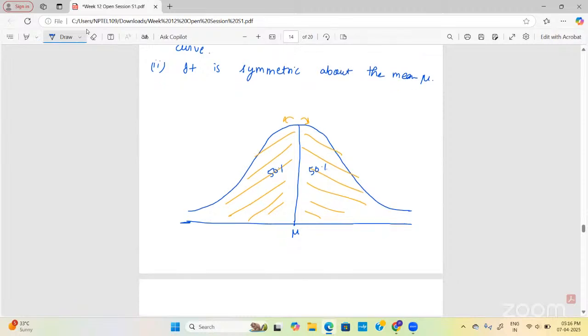And one thing: these two lines never touch the x-axis. These are asymptotically parallel to the x-axis. If you have studied asymptotes in mathematics, they are parallel to the x-axis, but they never meet. You cannot draw the graph like this. It should always be like this. It should not touch the x-axis. This is wrong, this one is correct. These become parallel if you go beyond, but they never touch each other.